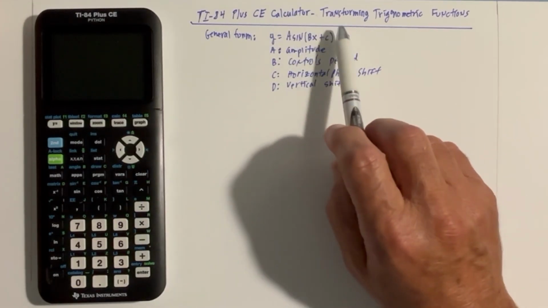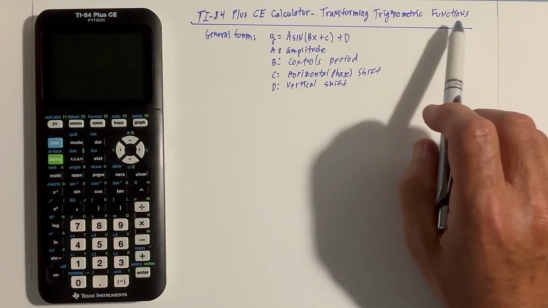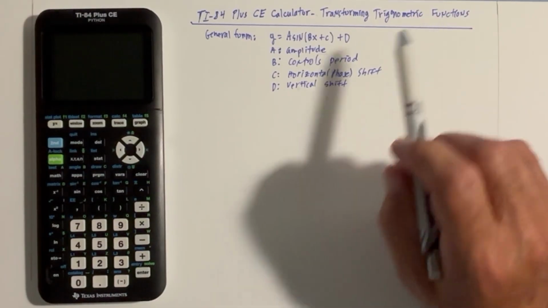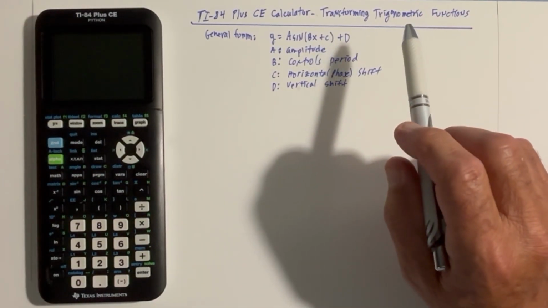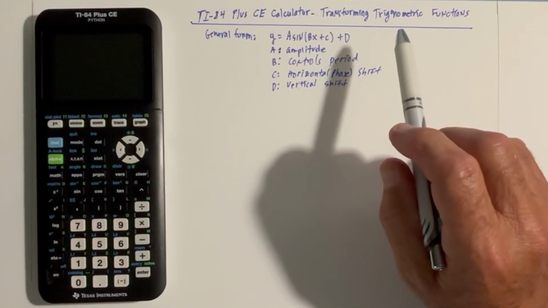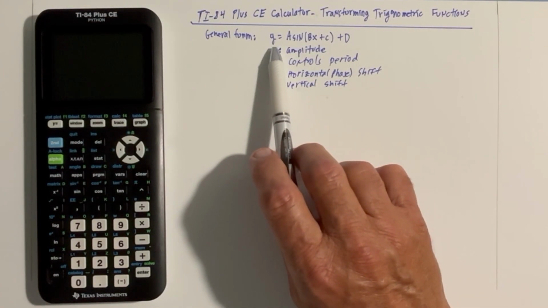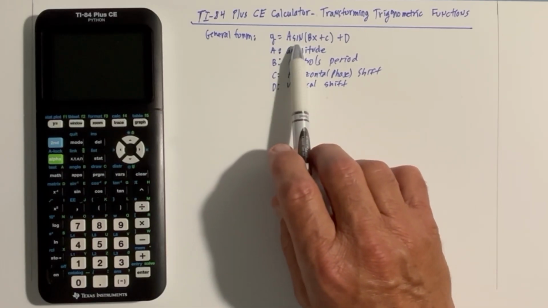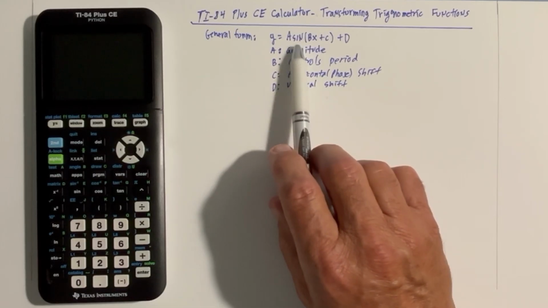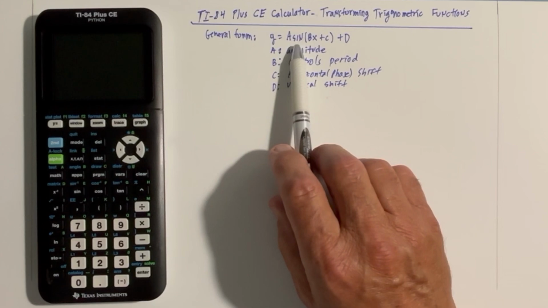In this video, I want to talk about transforming trigonometric functions. The last video, we went over the trigonometric functions and how you can plot them using your TI-84. This time I want to expand on that idea, and we're going to look at the more general form of the sine function. This could be cosine or tangent, or any of the trigonometric functions. I'm just using the sine because it's probably the most commonly used.